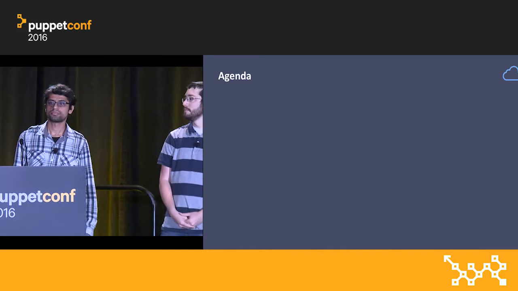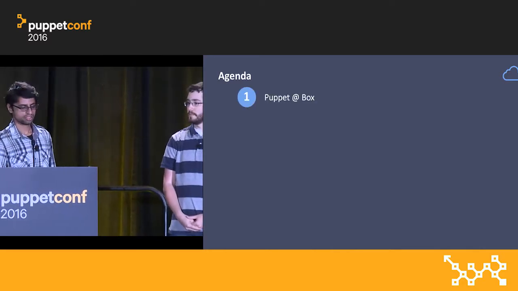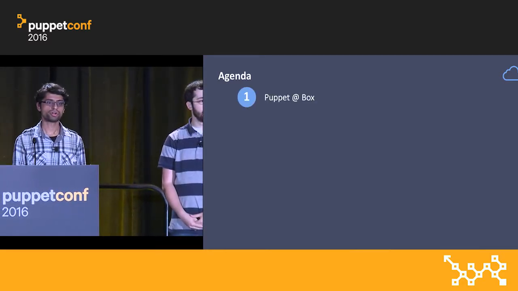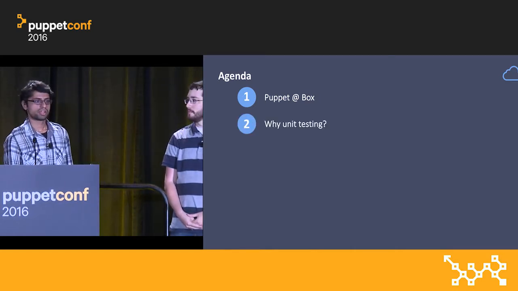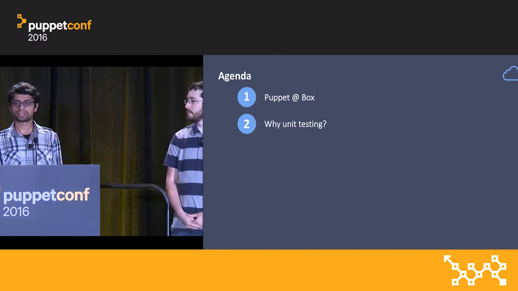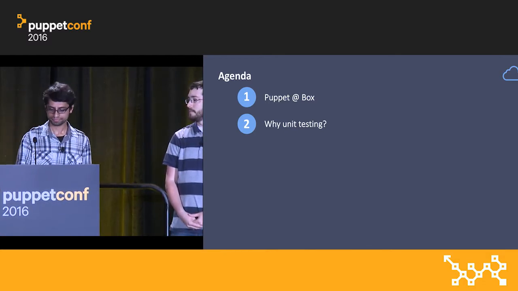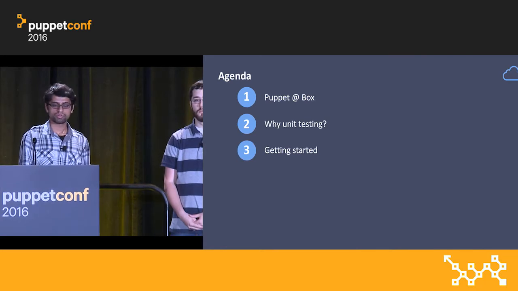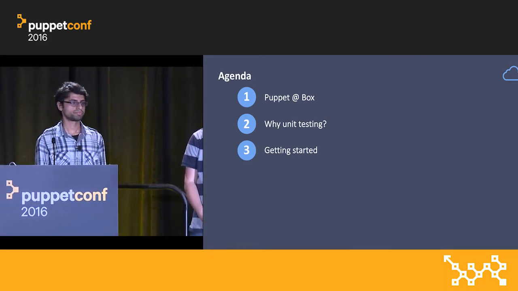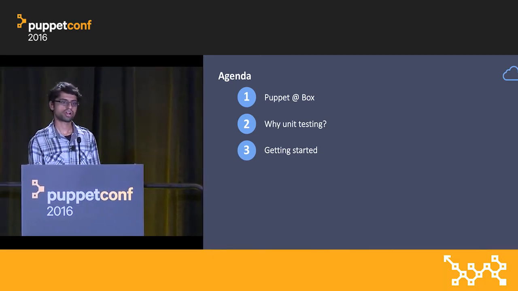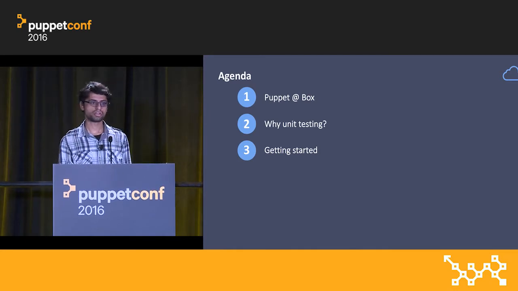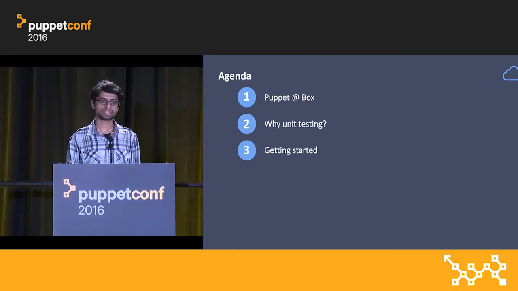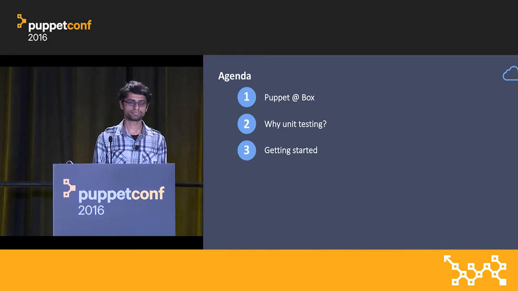So what will we talk about today? To set the stage, we will talk about the extensive and important nature of how Puppet is used at Box. We will then explain why we chose to invest in unit testing rather than other types of testing. After that, we'll show you how to get started with RSpec Puppet. Just a brief disclaimer here, this talk is not a tutorial on RSpec Puppet or Puppet unit testing. If you're looking for a tutorial, you'll have to consult other online resources. We'll only show you a couple examples just to make sure that everyone's on the same page.